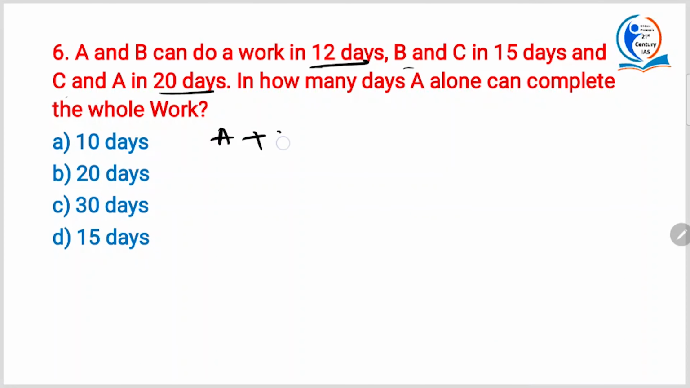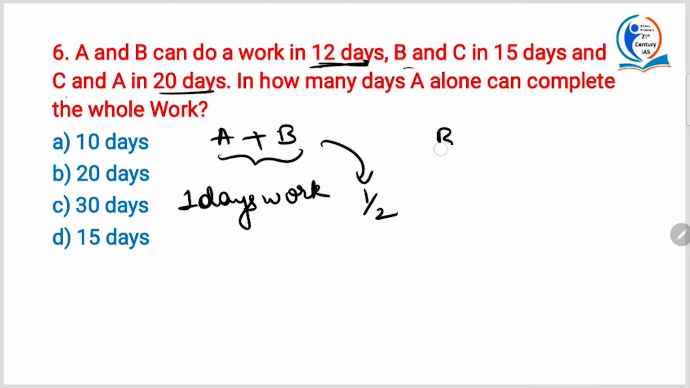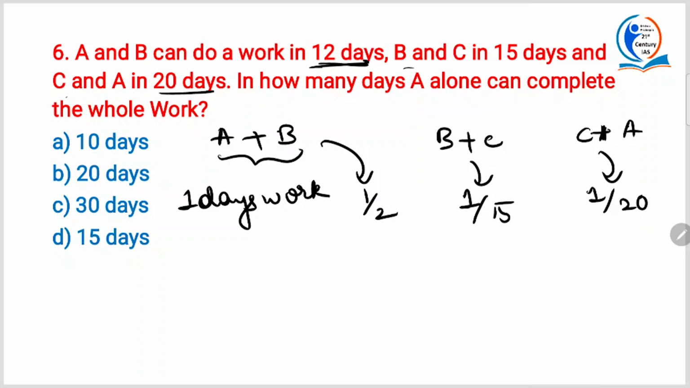So, A plus B can complete the work in 12 days, which means A plus B together can complete how much work in 1 day? 1 day's work is 1 by 12. B plus C's 1 day's work is 1 by 15. Now C plus A's 1 day's work is how much? 1 by 20. Alright. But you need only what? How many days A alone can complete the work?